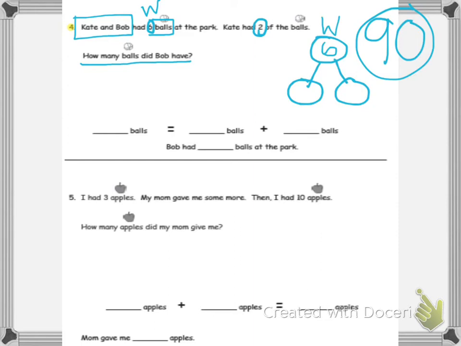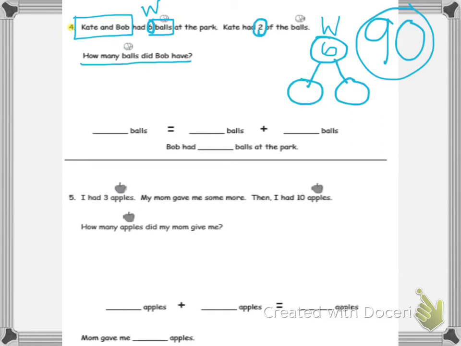Now we know that Kate has 2 of the balls. How many balls did Bob have? So now we can draw our picture. Okay, so now remember there's 2 different ways you can draw it. You can draw your whole first and circle the part they give you, and the part that you did not circle is the missing part. Or you can draw the part they give you first and then count on until you get to our whole, which is 6. Either way is fine. I'm going to show you both.